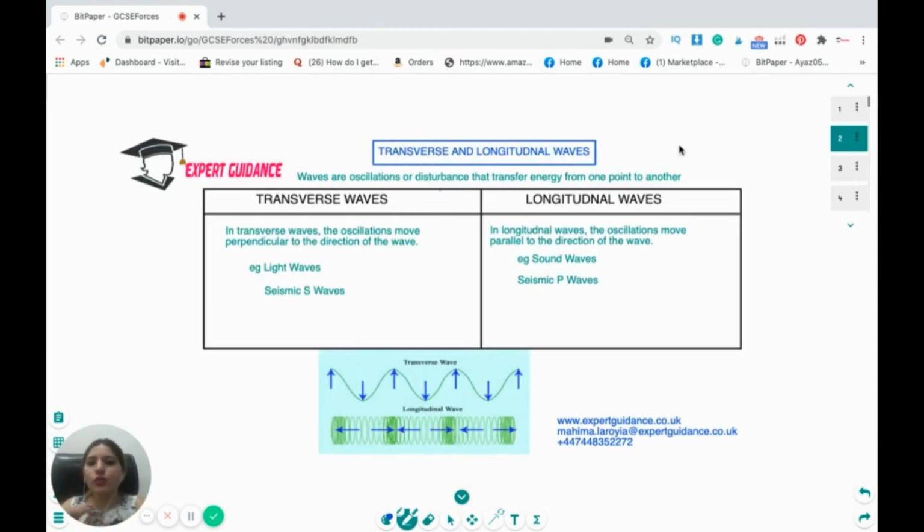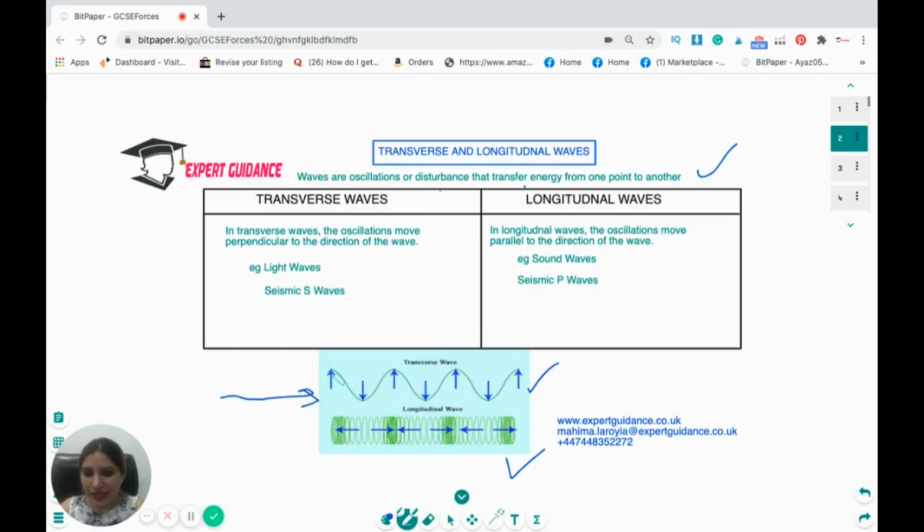To define waves, what are waves? We say waves are oscillations or disturbances that transfer energy from one point to another. And we classify the waves into two categories, a transverse wave and a longitudinal wave. So look at this figure here.